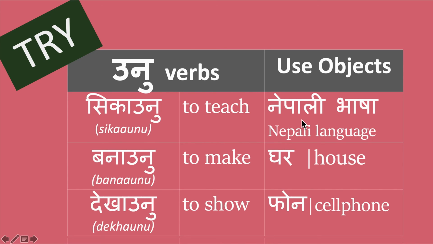And as object, you can use Nepali bhasha, which means Nepali language. Banaunu means to make. Ghar means house. Dekhaunu means to show. Phone means cell phone. You can use these verbs and objects in your sentences to practice the simple past tense conjugation table. Practice more. Practice makes a man perfect. So I recommend you practice as much as possible.